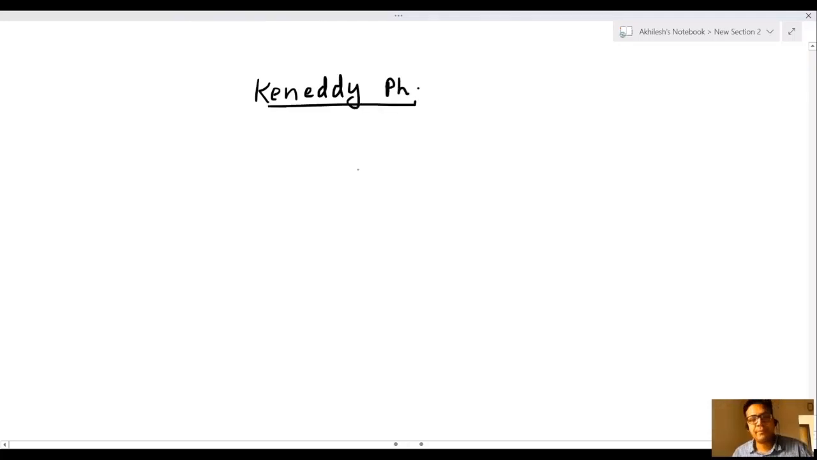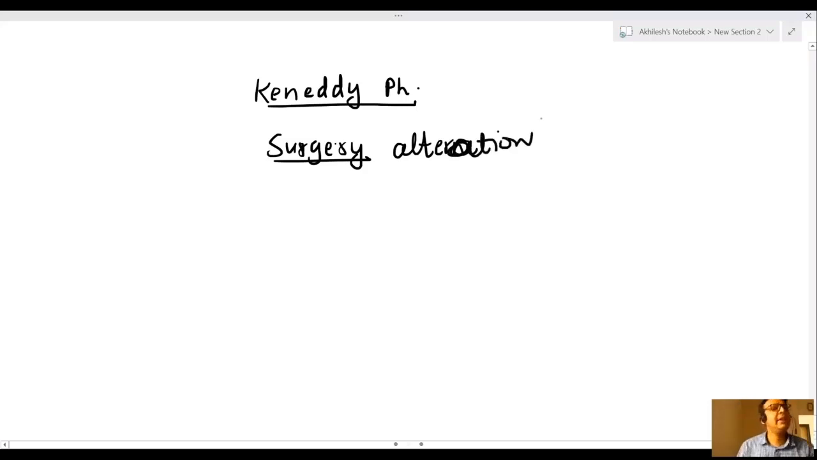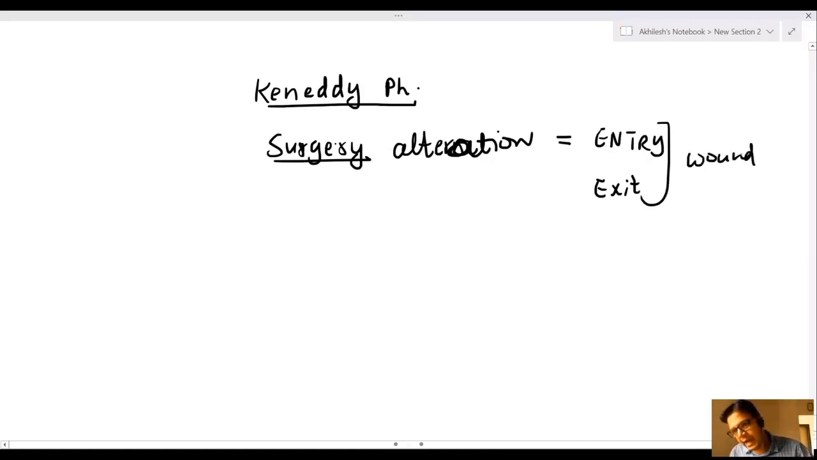What is Kennedy phenomena? Sir, say you have a gunshot injured patient who is going for surgery. Because of surgical alteration, the entry wound and exit wound are altered. The person has gone through the surgery, and the entry wound and exit wound are altered.